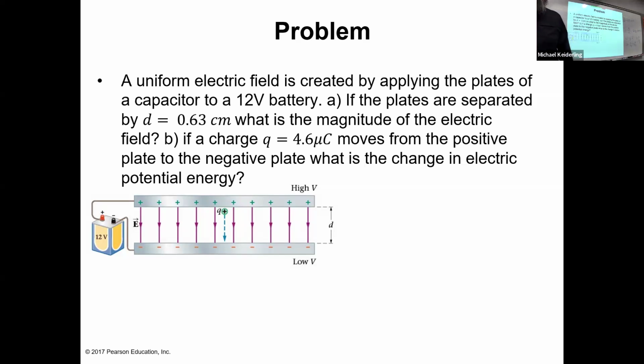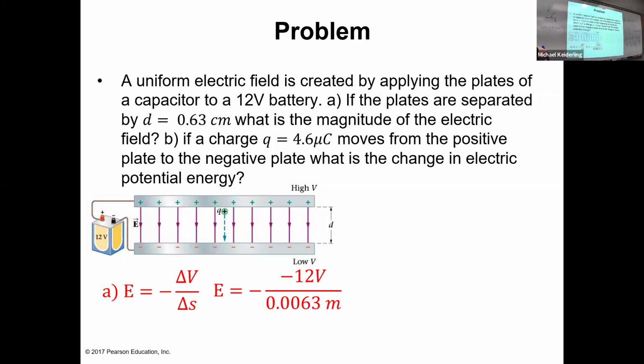So this has two distinct parts. First, the electric field is minus delta V over delta S. So that's minus 12 volts, because we're going from plus 12 volts to minus 12 volts, over 0.0063 meters, that's 0.63 centimeters. That will give us an electric field of 1900 volts per meter.